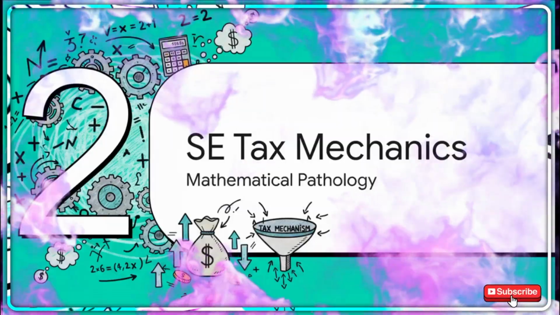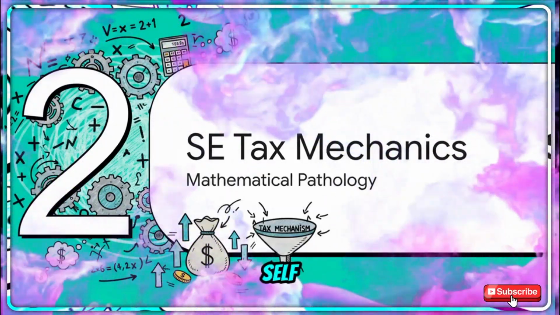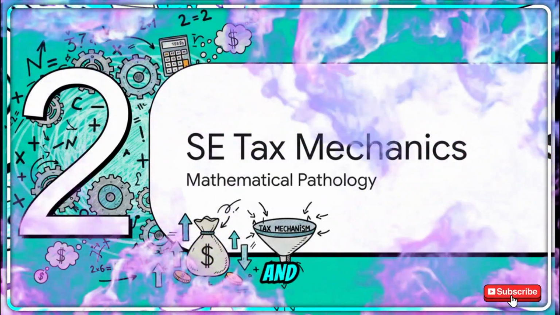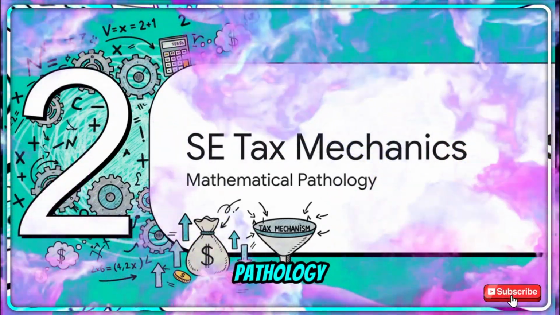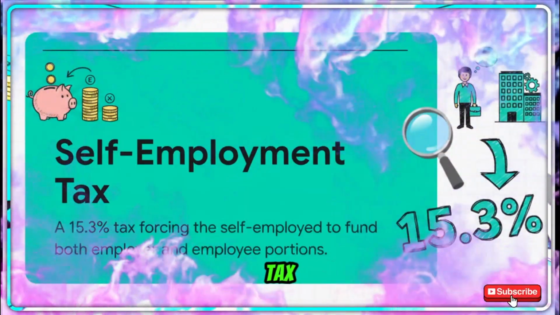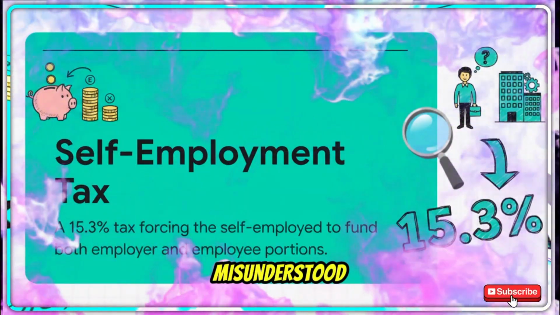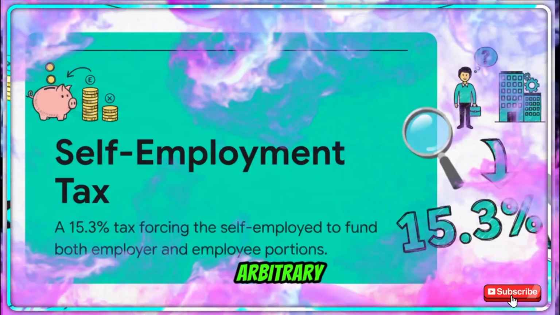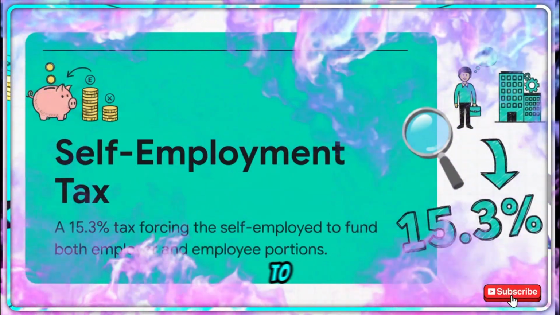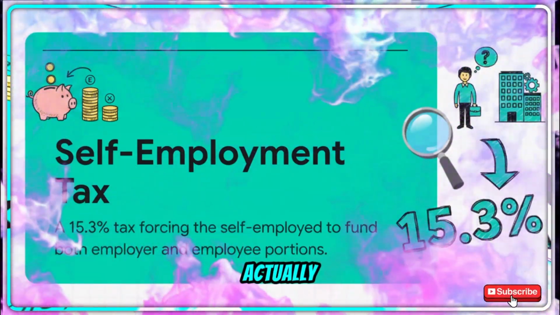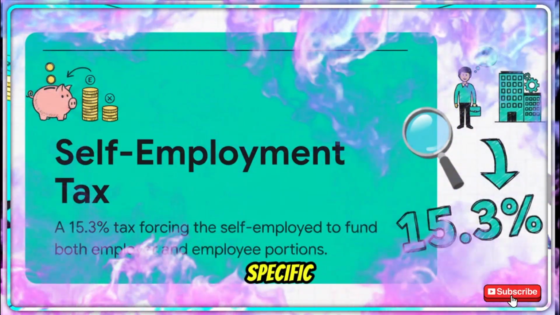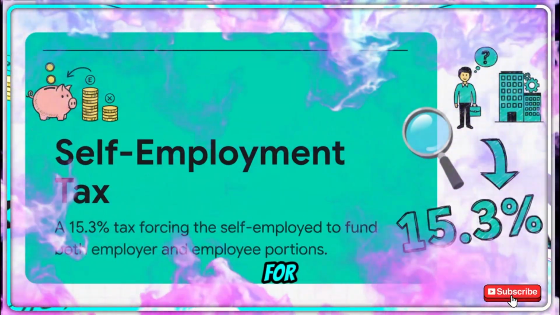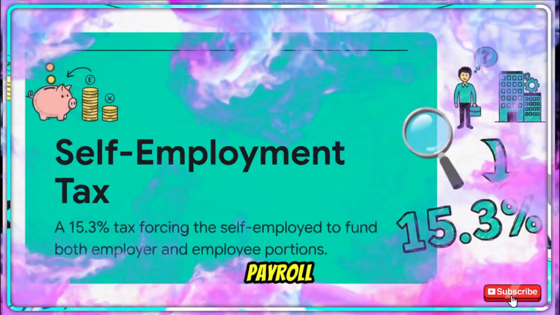Moving on to part 2, self-employment tax mechanics and what experts identify as its mathematical pathology. The self-employment tax is frequently misunderstood. A lot of folks think it's just some arbitrary penalty for having the guts to work for yourself. Actually, scratch that. It's not arbitrary at all. It is a highly specific mechanical replacement for traditional W-2 payroll withholding.